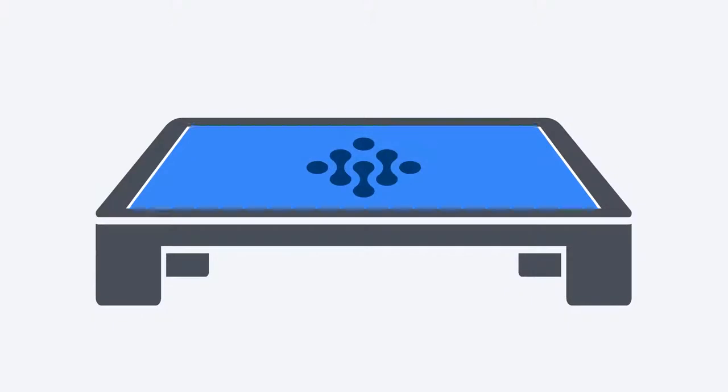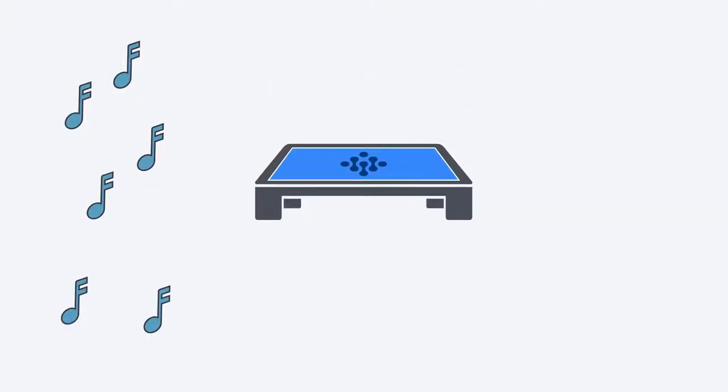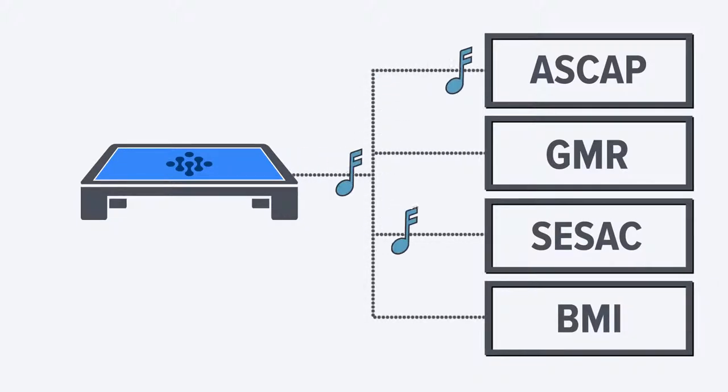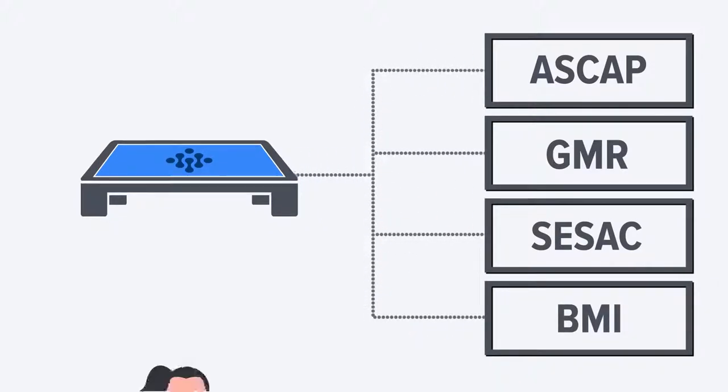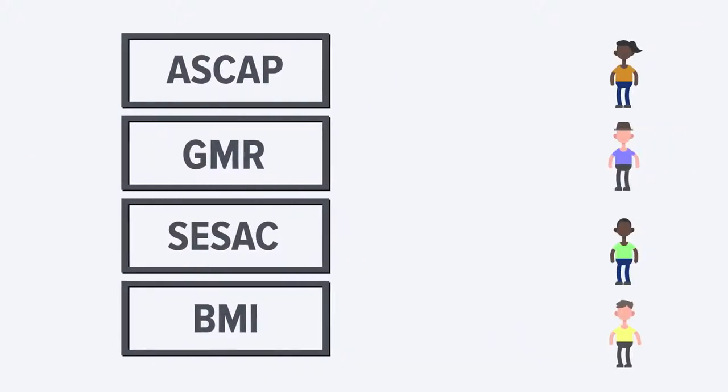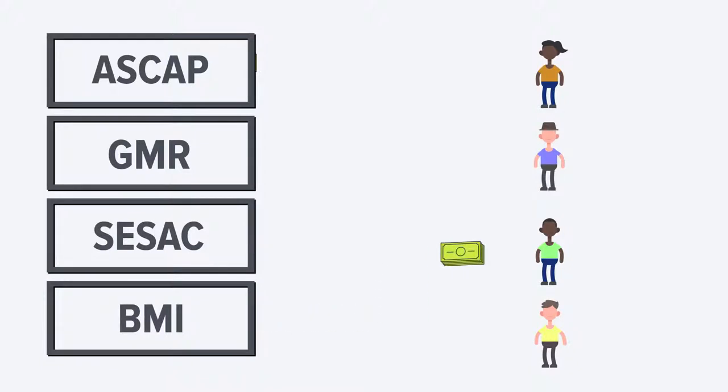That's where Soundstr comes in. Soundstr identifies the music played in your business and tells you with which organization each song is registered. This data allows business owners to negotiate fair license fees based on actual music usage. This also helps songwriters earn the royalties they deserve when their music is used commercially.